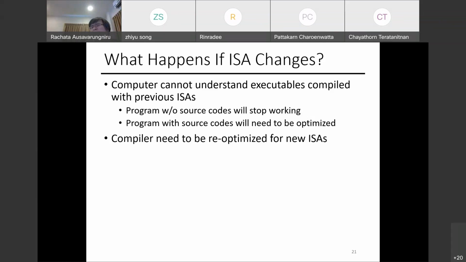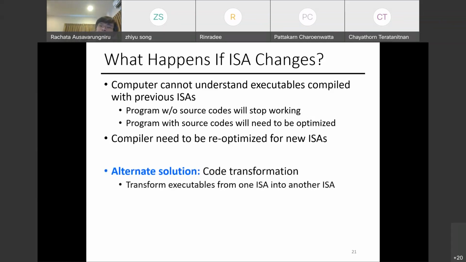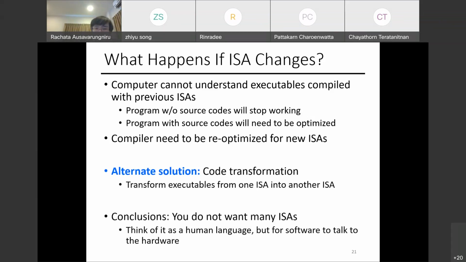The compiler, in this case: if I have a new ISA, one thing I can do is change the compiler to re-optimize for the new ISA. I can do what we call code transformation as well. There are other techniques that change the binary, the program, from one ISA into another ISA. So this is another alternative solution.